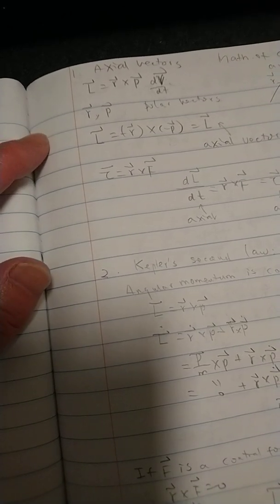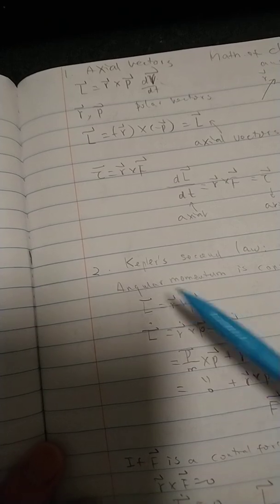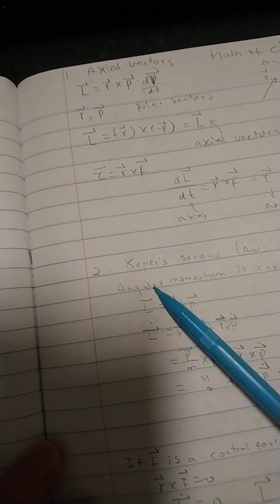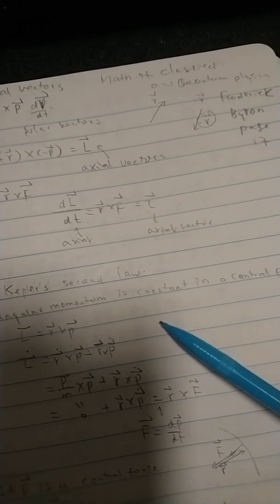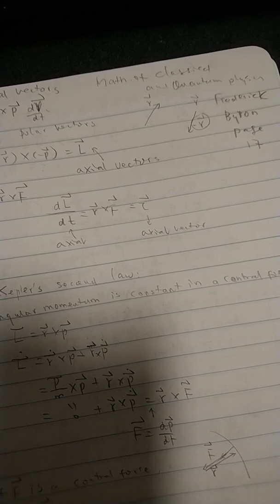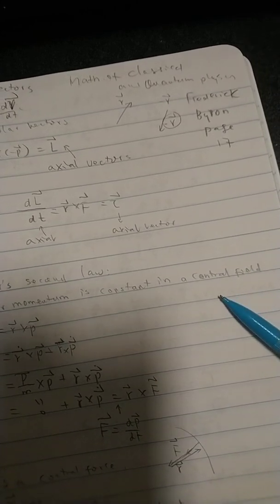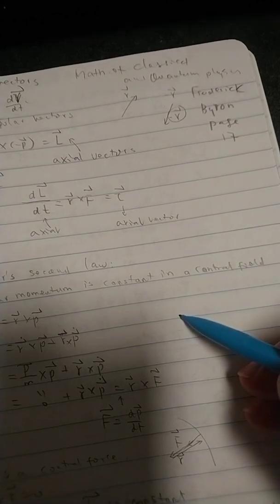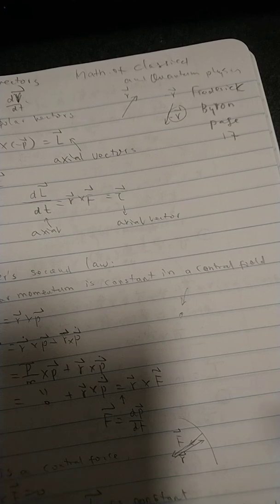Now I'm going to talk about the second law of Kepler. Kepler's second law says the angular momentum is constant in a central field. You will see in a minute what the central field means. Central field, essentially, you have a force. Let's say here you have a center. The force always points towards the center.